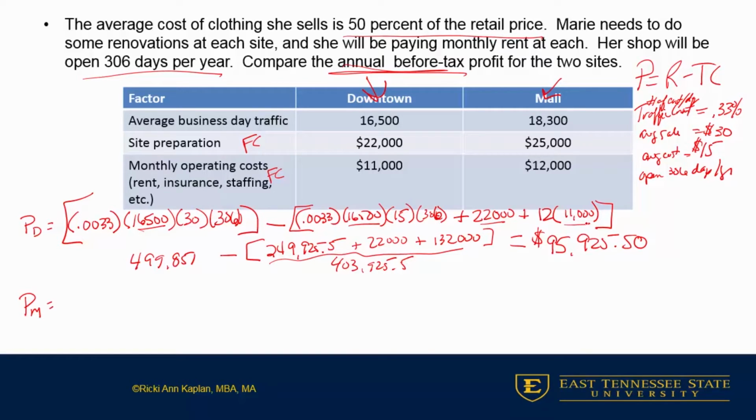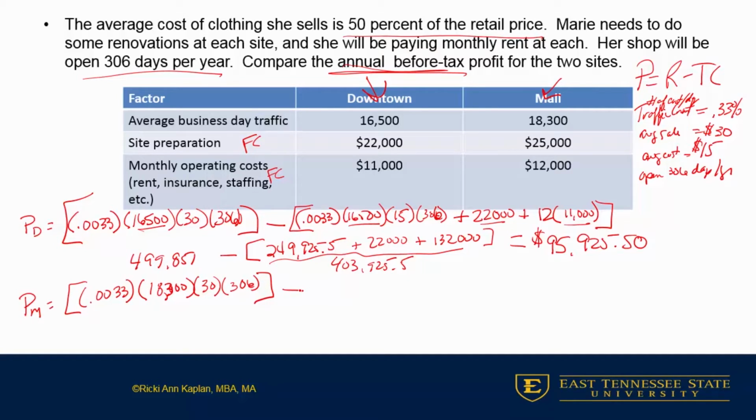So if I take a look at figuring out the revenue side, it's going to be, again, 0.33% or 0.0033 of my traffic count, which for the mall is 18,300, times the price of my merchandise, $30 average price, times the number of days I'm open. There's my revenue side.